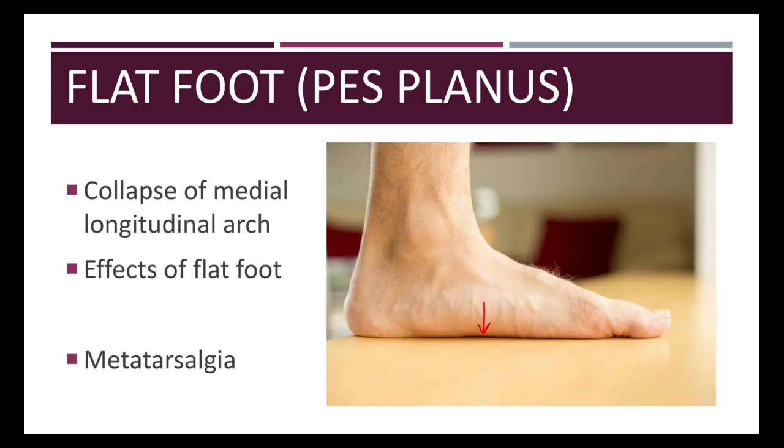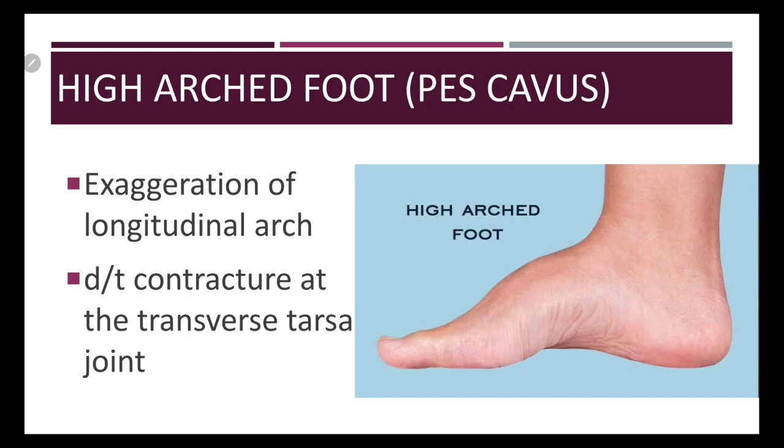Now there are some effects. The person usually has clumsy shuffling gait due to loss of spring in the foot. It makes the foot more liable to trauma due to loss of shock absorbing function. The compression of the nerves and vessels of the sole is due to the loss of concavity of the sole. Then the compression of the communication between medial and lateral plantar nerves leads to neuralgic pain in the forefoot, and this is metatarsalgia. Moving on to another deformity, that is high arched foot or pes cavus.